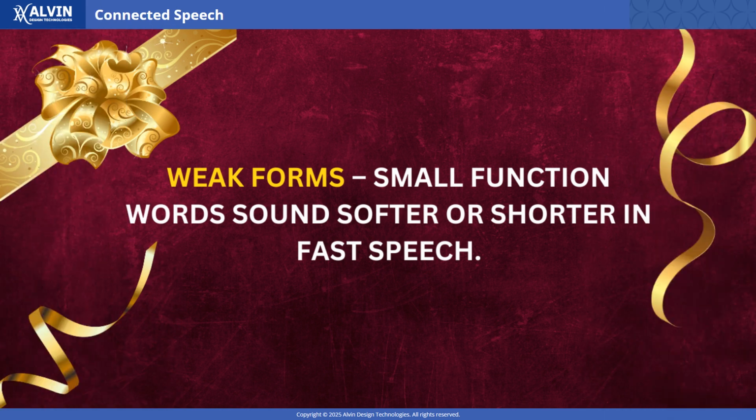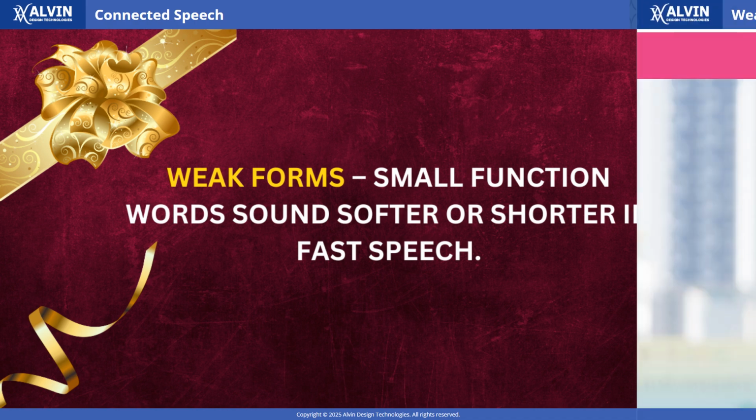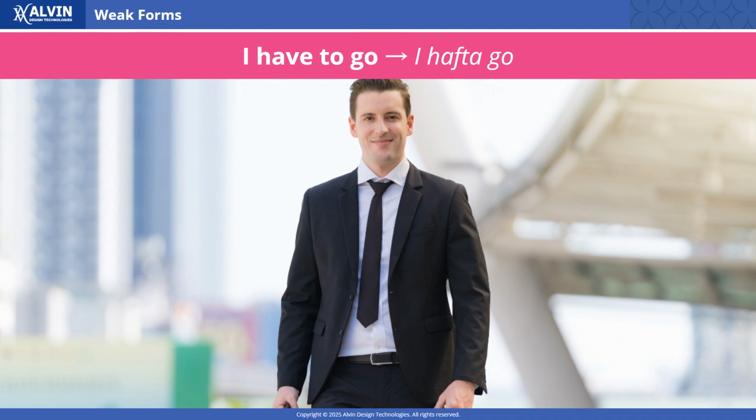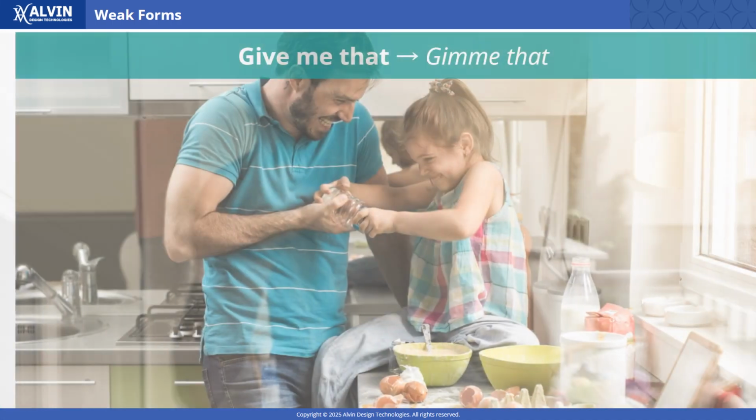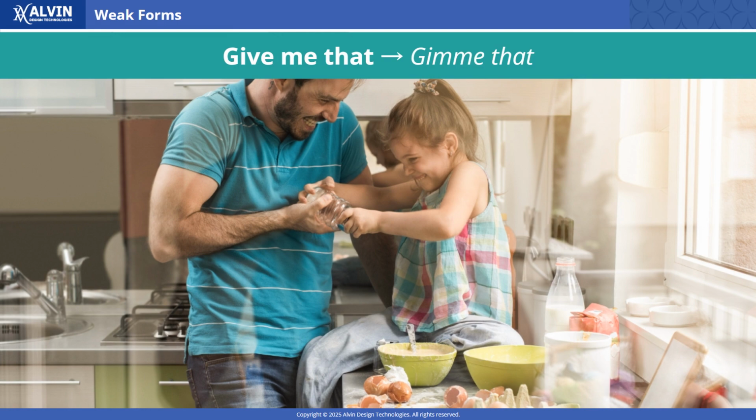Here are a few examples of weak forms, which occurs when small function words sound softer or shorter in fast speech. I have to go. I have to go. Give me that. Give me that.